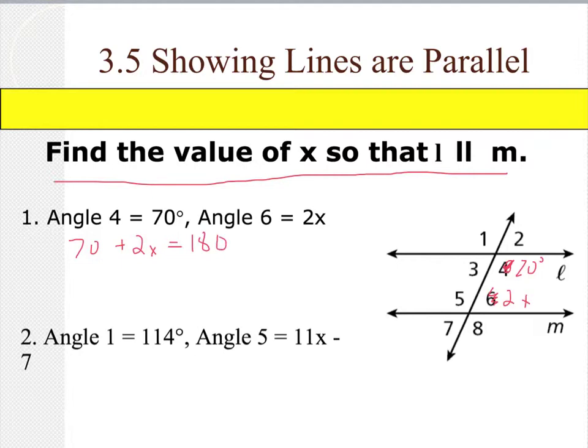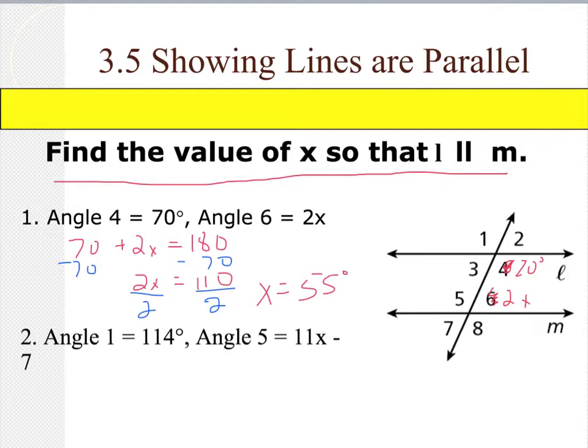From here, we do our algebraic equations and go through the steps. We now have 2x is equal to 110. Divide by 2 on each side, and our answer is x is equal to 55 degrees. Okay, we have x is equal to 55 degrees. If we plug that back into x, angle 6 is going to equal 110 degrees. Now, that's not the question that we are answering, but we are solving for x.